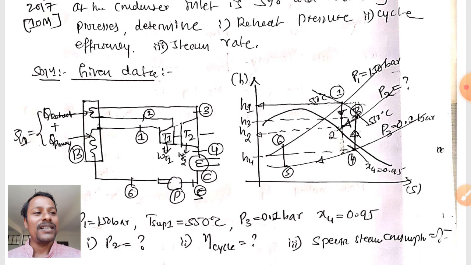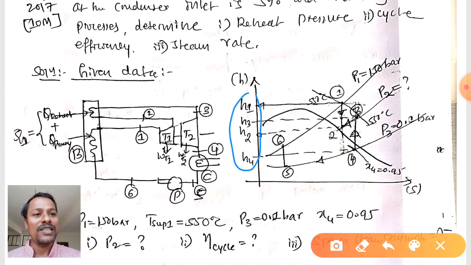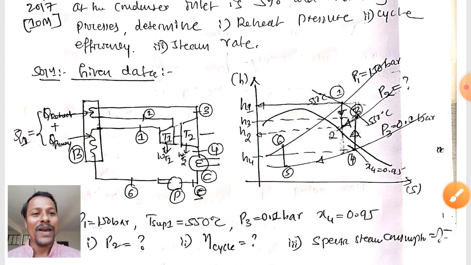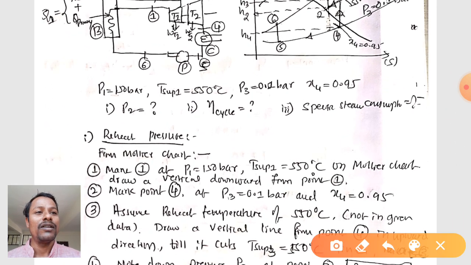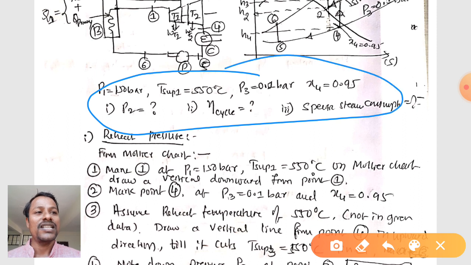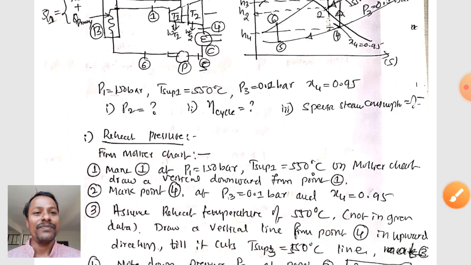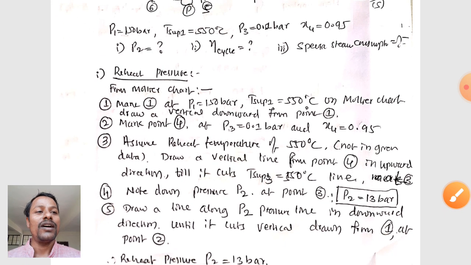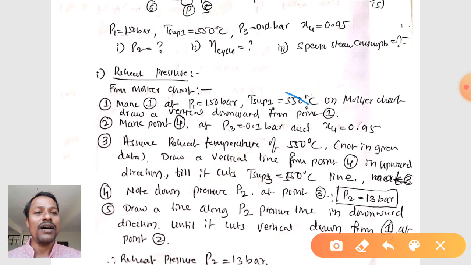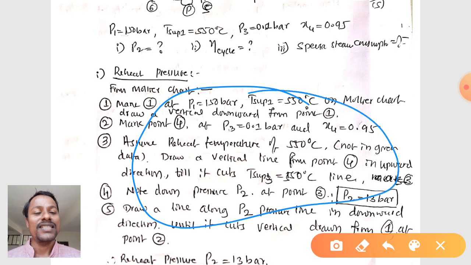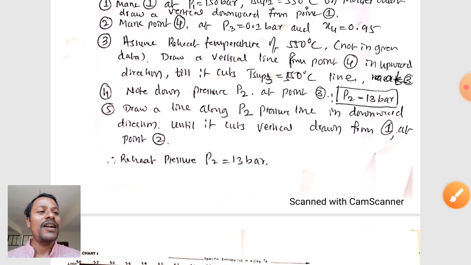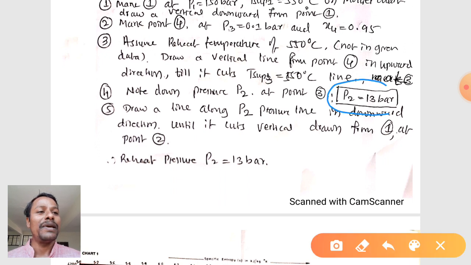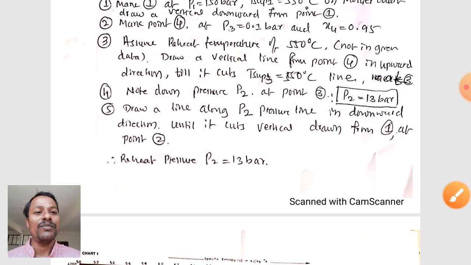So I am able to get the enthalpy values H1, H2, H3, H4 from the y axis for the present problem, and this is the given data that I have written with the notations, meeting the schematic diagram as well as the HS diagram. The same procedure that I discussed so far is mentioned in these steps, and according to the steps we will be able to get P2 as 13 bar pressure.